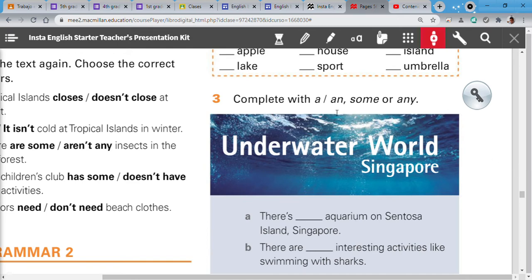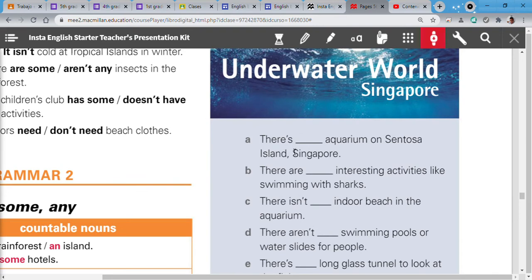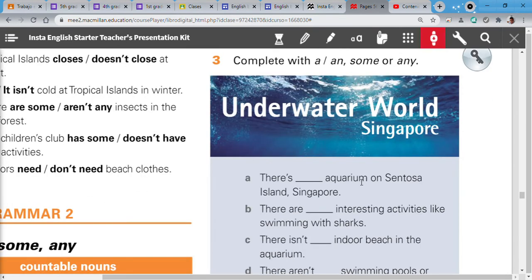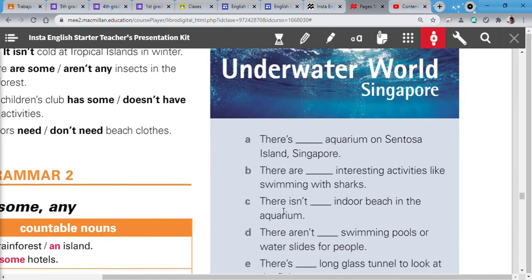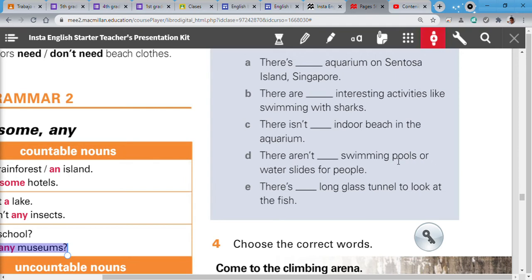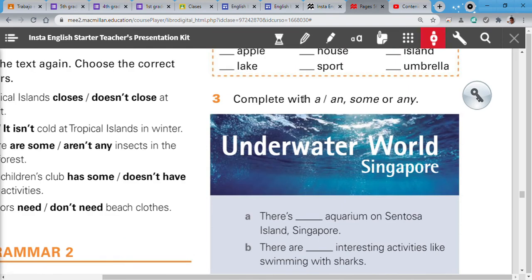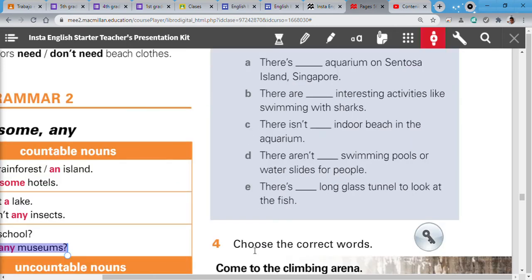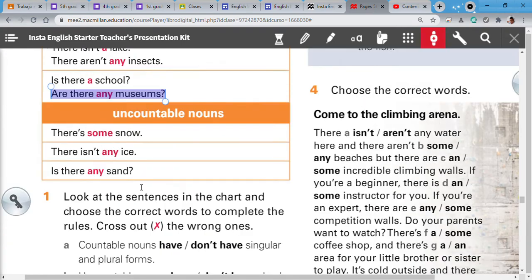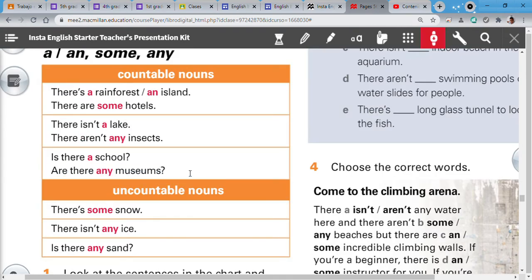Underwater world, Singapore. There's a, some, any aquarium in Sentosa Island, Singapore. There are interesting activities like swimming with sharks. There is an indoor beach in the aquarium. There aren't swimming pools or water slides for people. There's long glass tunnel to look at the fish. So what do you have to do? Now in this part you need to complete with a or an, some or any, following the rules. Following this rule. Okay?